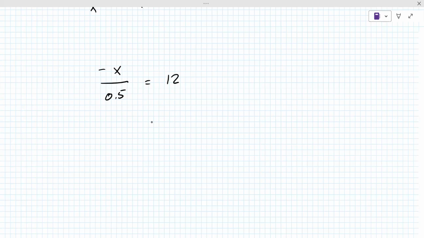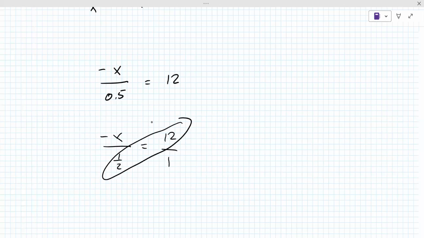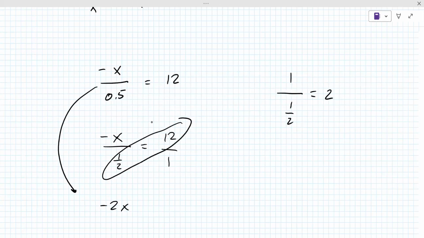Yes. So a couple ways to do this. You could envision it as 1/2 down here on the bottom, and you could multiply diagonally, 1/2 and 12. Not sure how you saw this, but there's like a ton of ways to look at this. You could similarly say, if it's 1/1/2, that becomes 2. So another way to look at this is it's really -2x equals 12.